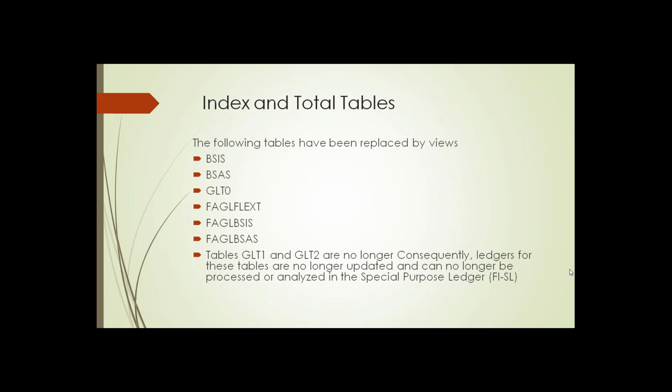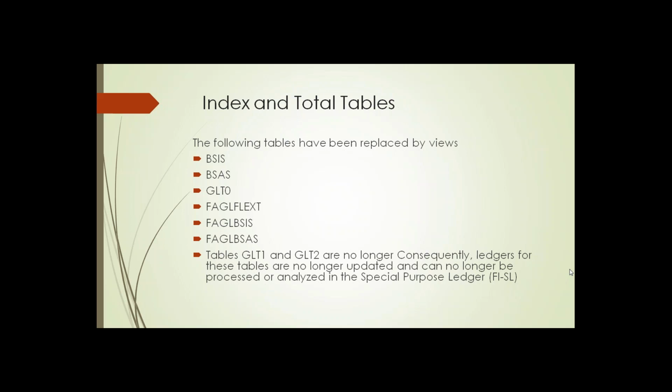Again, if you are on new GL accounting, you have a further table called FAGL BSIS, which will show you the open and cleared items as far as new general ledger accounting is concerned. So what will happen is once you are moving to simple finance, all these tables will be removed.